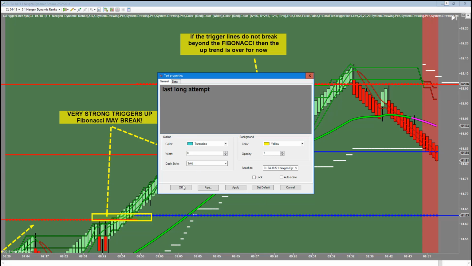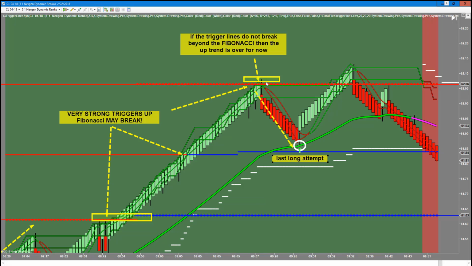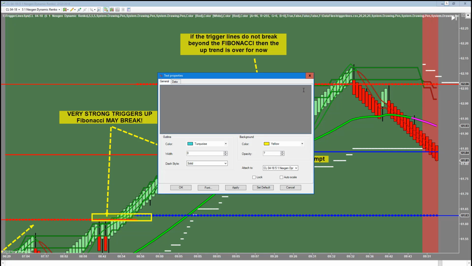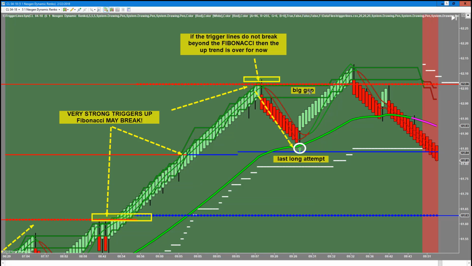And sometimes you don't even take that last long attempt. But again, you have to recognize the location of your triggers relative to your fibs. And, again, this is one of those big gaps back to the synthetic triggers, right? So, again, you'll start recognizing these as time progresses.